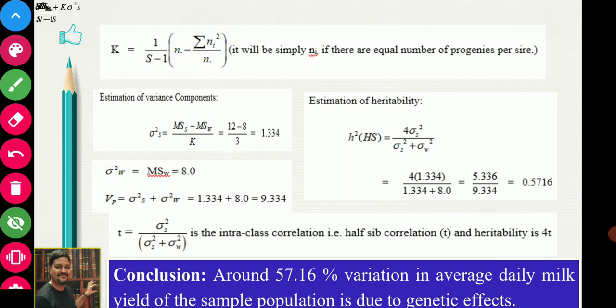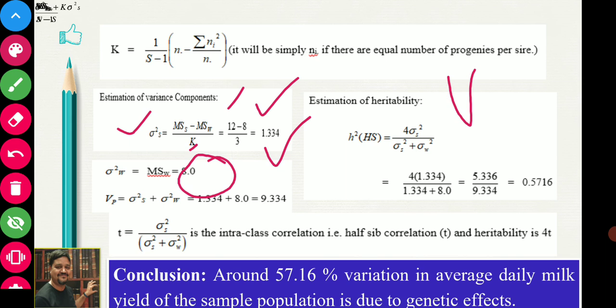Here I have written the same thing. Sigma square s is equal to MSS, the mean sum of square due to sire, minus MSW, the within sire mean sum of square, divided by k, where k is the number of progeny per sire. MSS is 12, MSW, the error sum of square, is 8. 12 minus 8 divided by 3 is 1.334. So this 1.334 is sigma square s. Sigma square w, you already know, is 8.